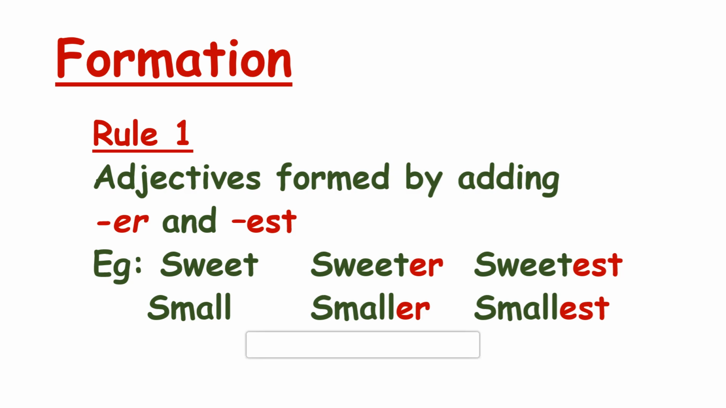So er in the comparative degree and est in the superlative degree are used when we are forming comparative degree of adjectives and superlative degree of adjectives. So it becomes sweet, sweeter, sweetest. Similarly, in the second example, you can see small, smaller, smallest.